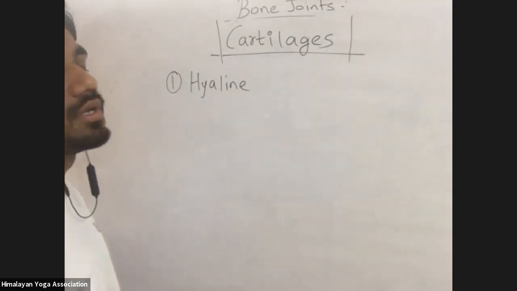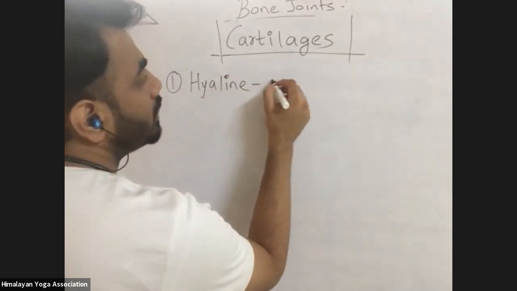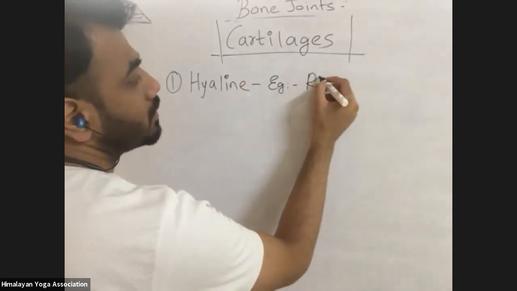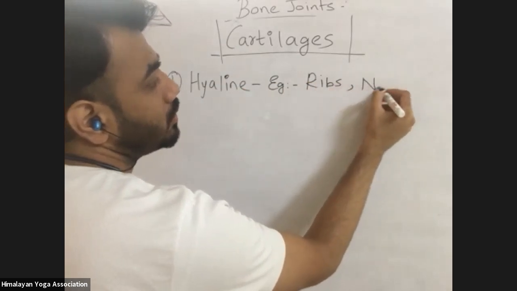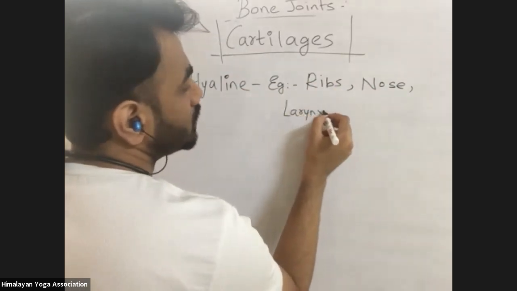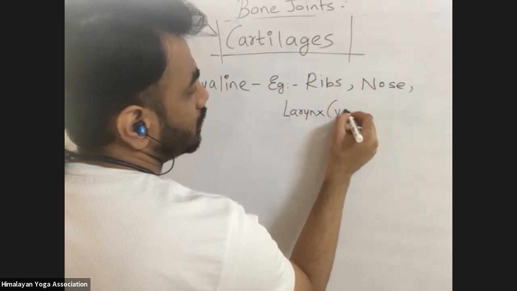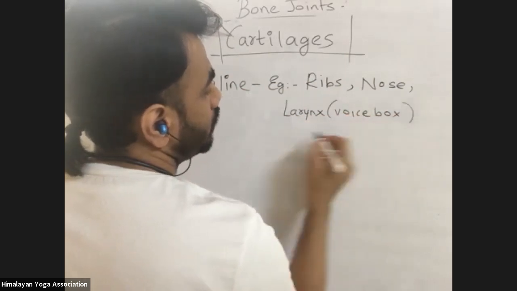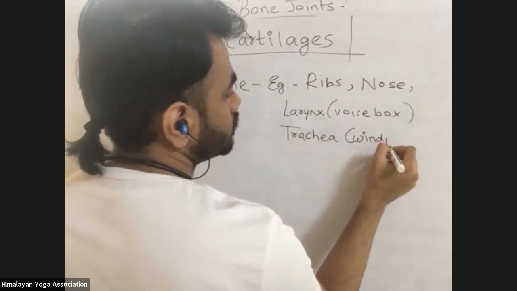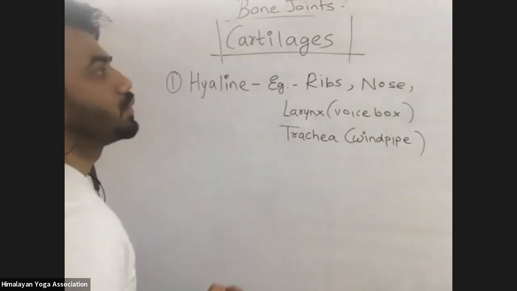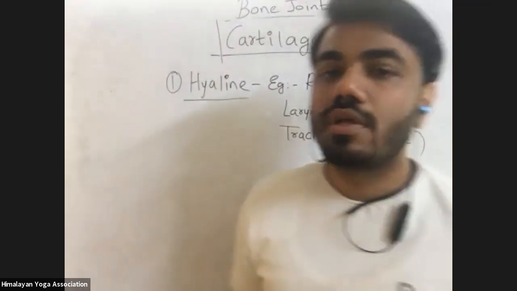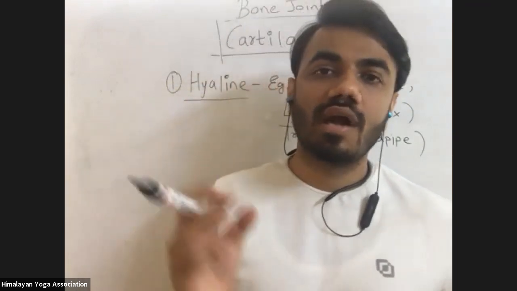Hyaline cartilage, you will find examples here. I will give it to you, like in your ribs, in your nose, in your larynx, that means your voice box, and in your trachea, that means in your windpipe. So the hyaline cartilage is one of the weaker cartilages.